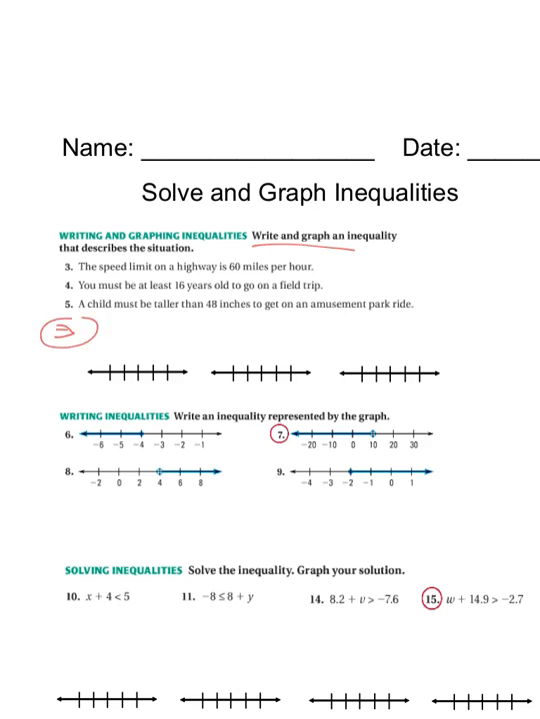Okay, the speed limit on a highway is 60 miles per hour. So what it's saying is when you're driving the highway, you can drive up to 60 miles per hour, but if you're going more, then you are speeding. So this one's kind of saying what is the possible miles per hour you could drive on the highway.